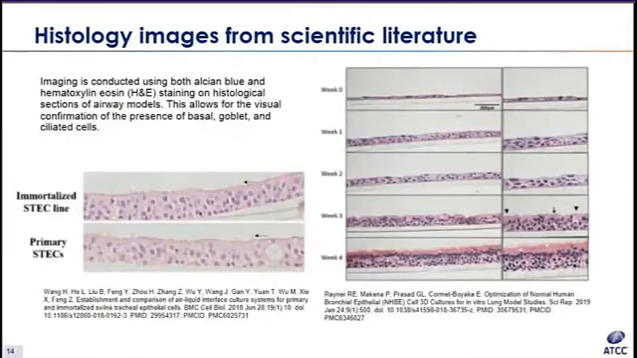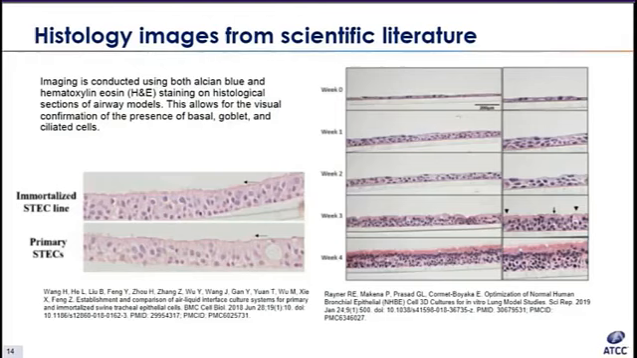Following the fabrication process, we first want to assess the morphology of the cells to visually confirm the presence of basal, goblet, and ciliated cells in our mature airway models. Both Alcian blue and H&E staining are performed on histological sections of airway models. Images of the sections are taken, with Alcian blue allowing for the distinction of goblet cells, whereas H&E staining allows for the user to visually distinguish ciliated cells from the other cell types.